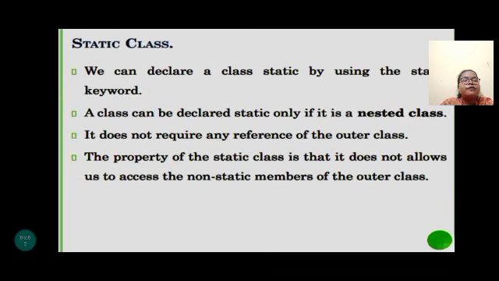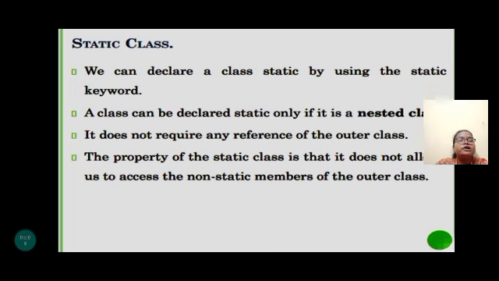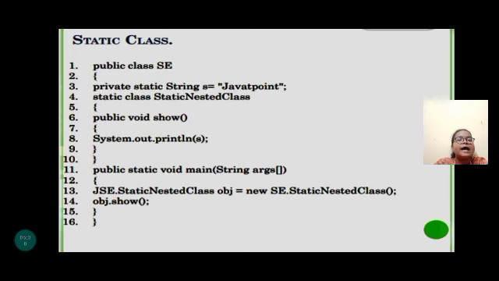Now, the fourth type of nested class is static class. We can declare a class static by using the keyword called static. A class can be declared static only if it is a nested class. It does not require any reference of the outer class. The property of the static class is that it does not allow us to access the non-static members of the outer class.